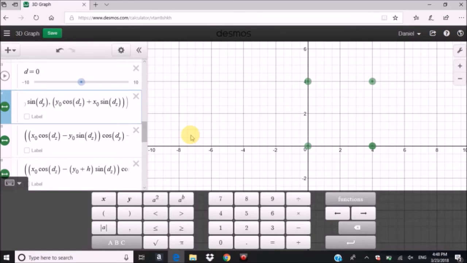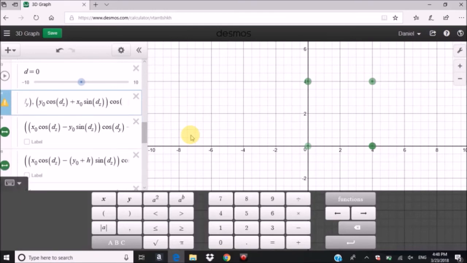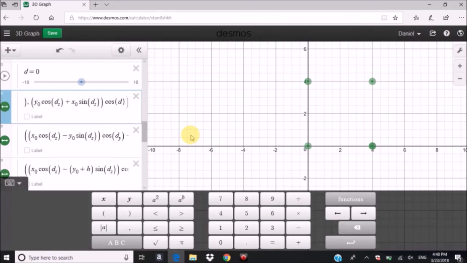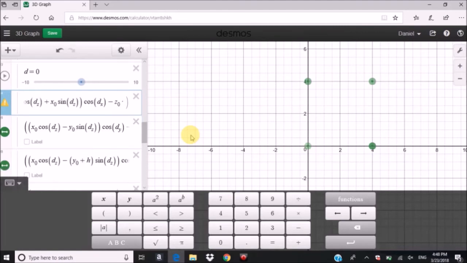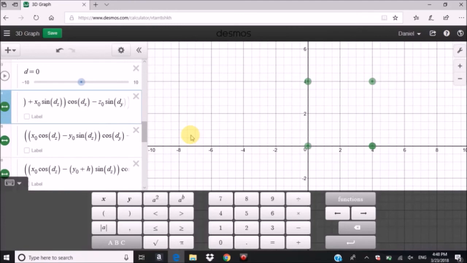Then we're going to multiply this entire y value by the cosine of the x rotation, and it's going to be minus z times the sine of, not dy, but dz or dx.